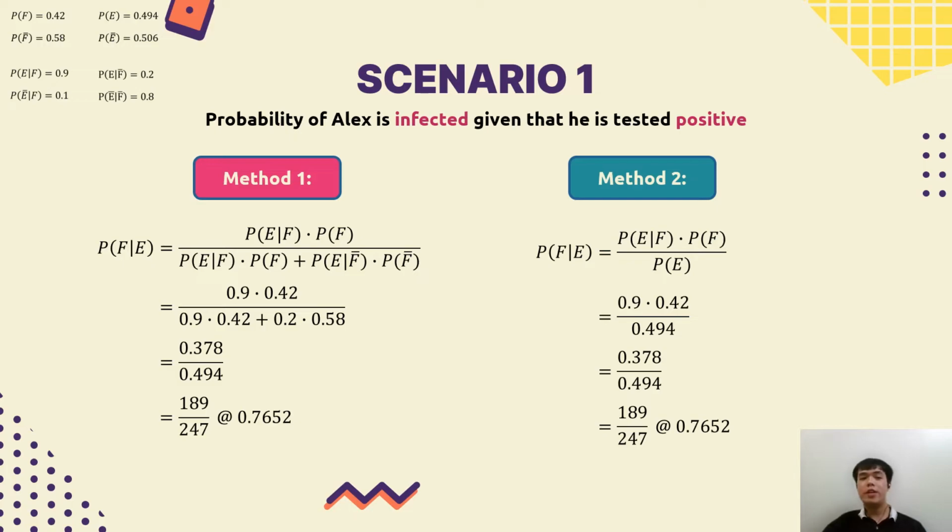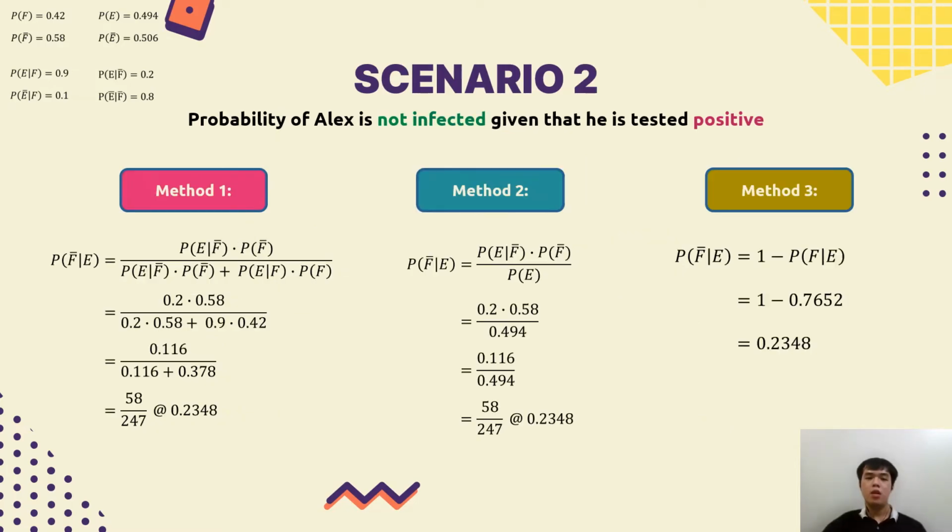Alternatively, we may also divide it directly with 0.494, which is also the probability of someone being tested positive. In a nutshell, what we will get is the probability of Alex is infected given that he is tested positive is 0.7652 or about 76.52%. For scenario 2, we can calculate the probability of Alex is not infected given that he is positive by applying the same concept of calculation. Alternatively, we may also use the third method, which is the fastest, by subtracting 1 with the probability of Alex is infected given that he is tested positive, and finally we will get 0.2348.